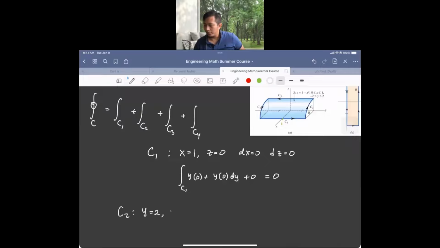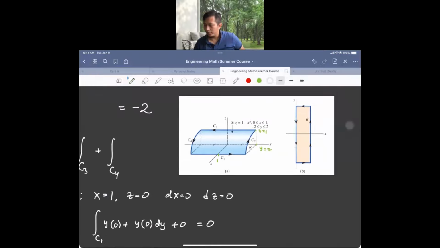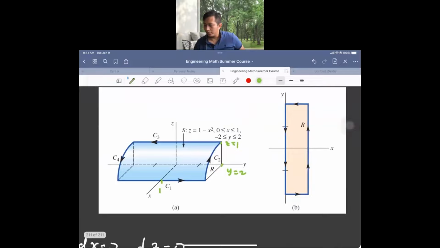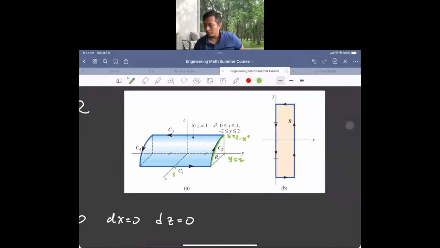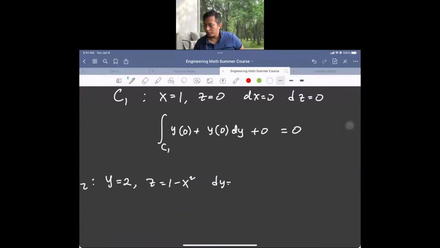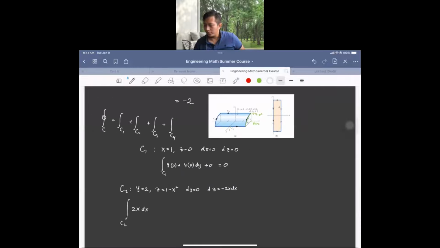And then on C2, we have y equal 2, z equal 1, right? Here, y equal 2, z equal 1. Sorry, z is 1 minus x squared. This is 1 minus x squared here. And then dy is 0 and dz is negative 2x dx. And we can exchange all the formulations, which becomes 2x dx.